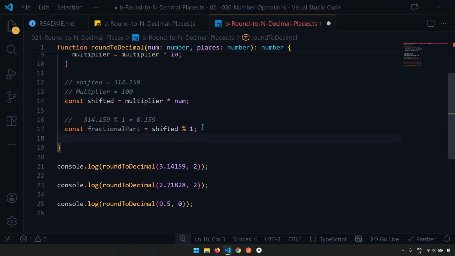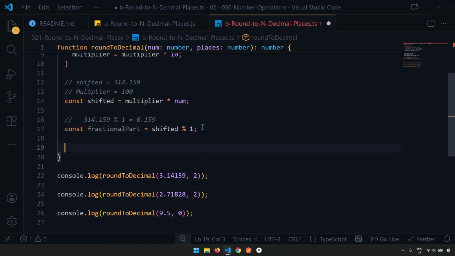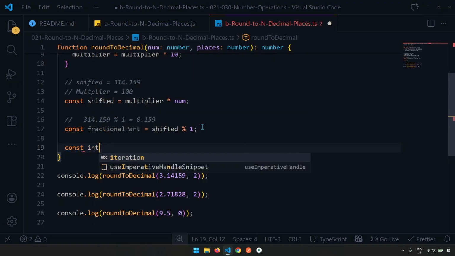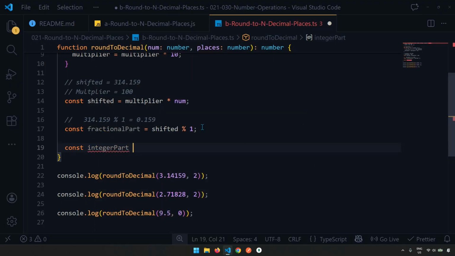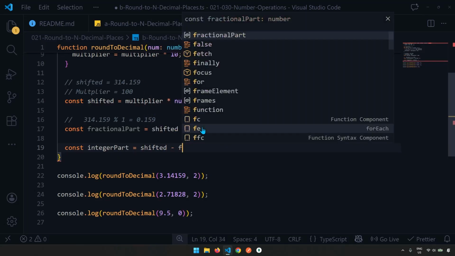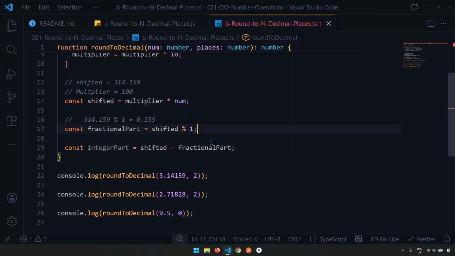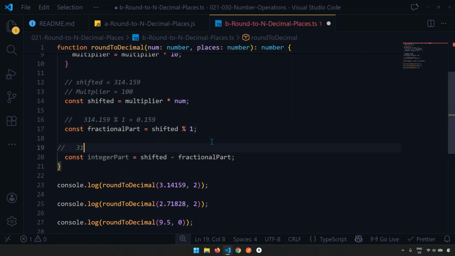Now that I have found this, I am going to subtract this. So I'm going to say const. We have a fractional part. We need to have an integer part as well. So this is going to be integer part. And what do we do here? Well, we have this shifted. We subtract it by the fractional part. What does this give us? This is going to be 314.159 minus 0.159. What do we get?